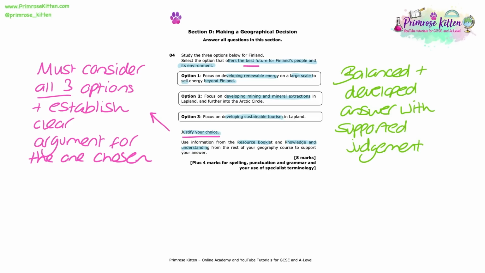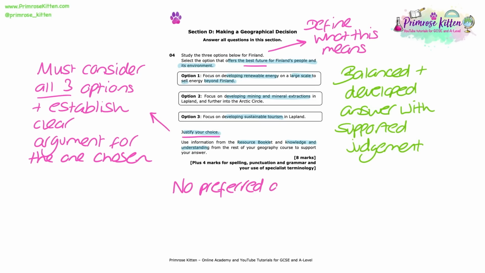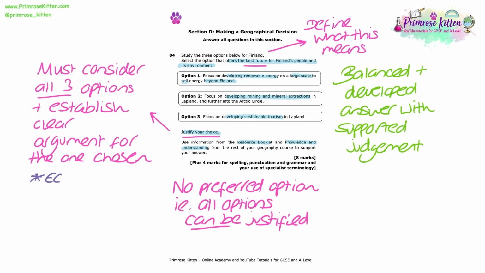In your response, you will need to consider defining what is meant by the best future for Finland's people and its environment. It is important to note here that the mark scheme does not suggest a preferred option. This means that all options can be justified. There are a number of points that you could validly apply to all the options.